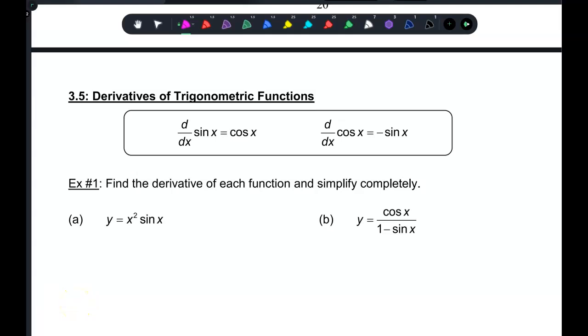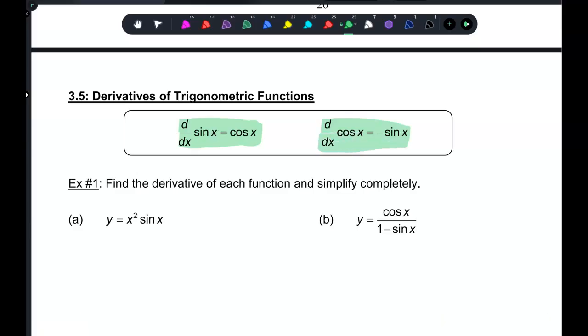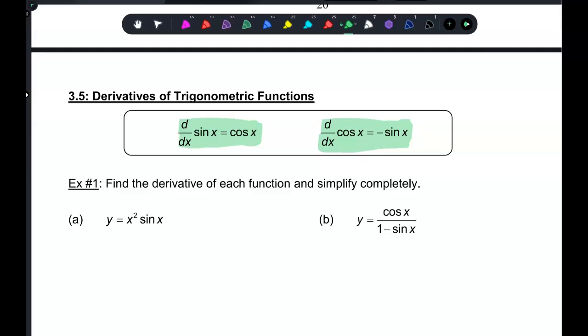Trig functions today. Let's start with sine. The derivative of sine is cosine. The derivative of cosine is negative sine. So when we take the derivative of a sine function, it will give us the cosine curve. And cosine is negative sine. Just make sure you memorize that and you know which one is negative.